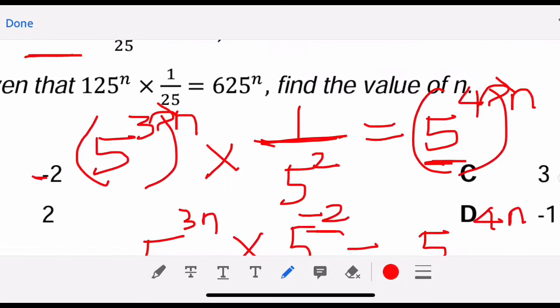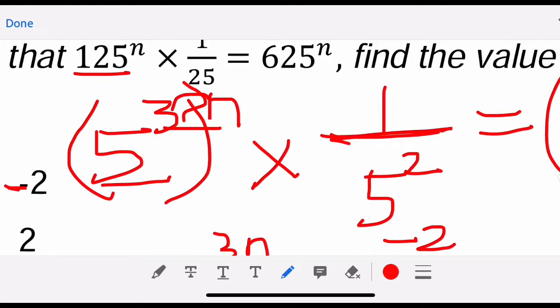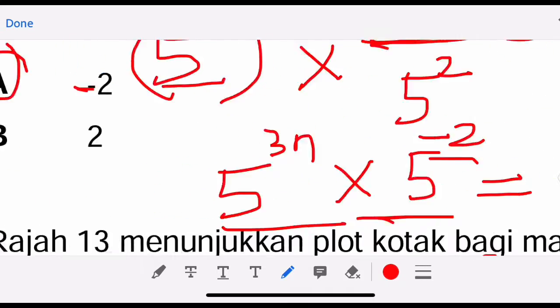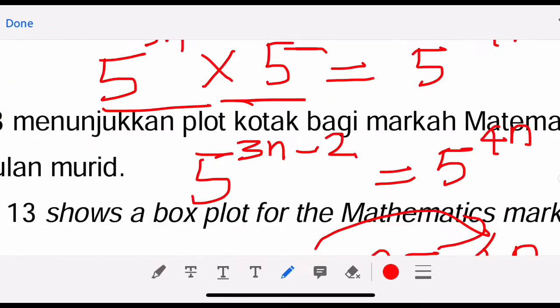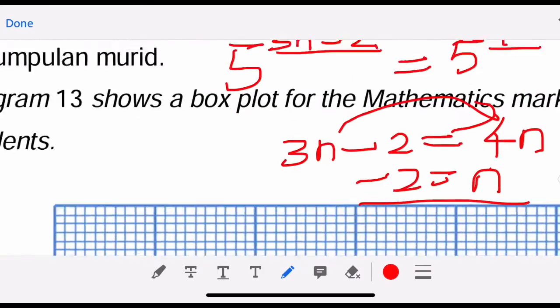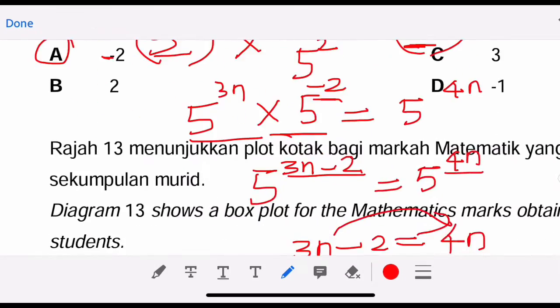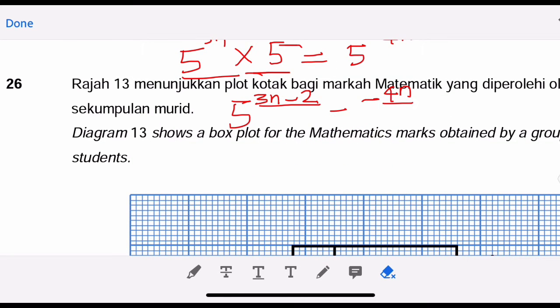For indices, you have to convert 125 to 5, power 3 times n, not plus, multiply. Then this one is 5 power 2, bring up will be negative, right? And then this is 5 power 4 for 625, 4 times multiply by n. And after that, we will add the powers. Then we will equate and then solve. Right, this is indices. Everyone must know how to do it. Okay, let's proceed to question 26. Question 26.